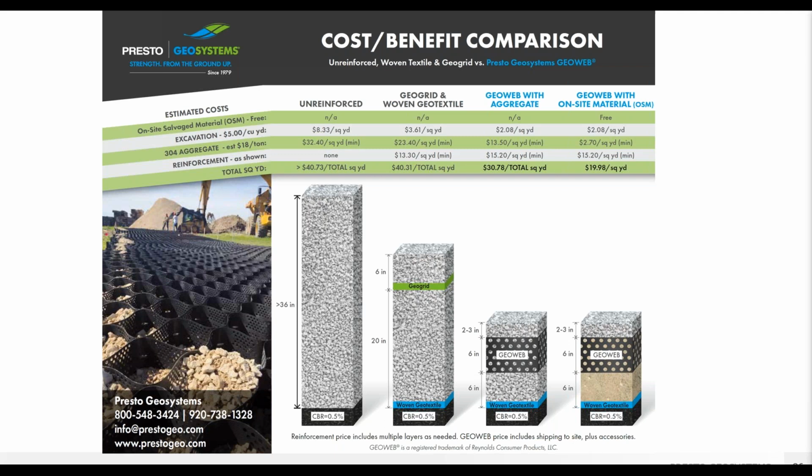One using a good quality 304 aggregate and one using on-site sort of salvaged, reclaimed material that you don't have to pay for and haul in. And so you can see that the GeoWeb system is going to be both thinner and less expensive than the other methods, significantly so when on-site material is used. So when you can salvage your material, when you can use local sands or your poor quality aggregates, you can have a huge realized cost savings.